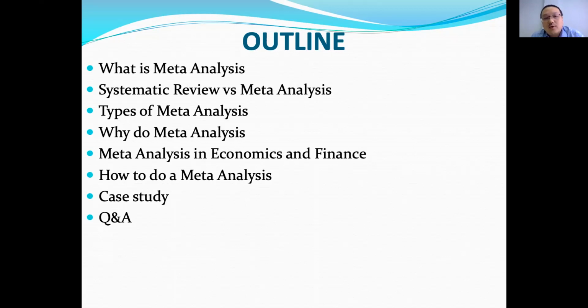Then we talk about why we do meta-analysis and what matters for us in doing one. Then I give you an overview of the current trend of meta-analysis in economics and finance. Then I introduce the major steps we need to follow to do a meta-analysis, as there are guidelines given by the industry players. At last, I share the case study on the OIC countries' stock market.